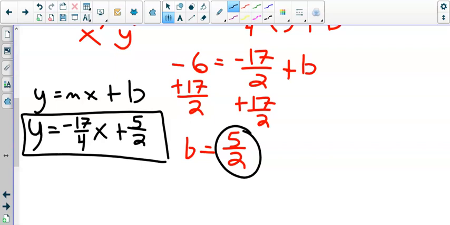Okay? Yep, that's the answer they would be expecting in IMath-AS.